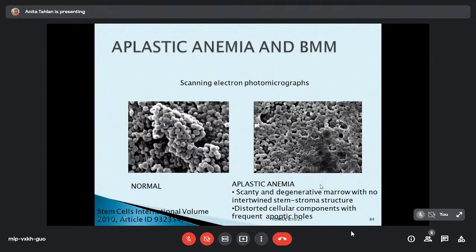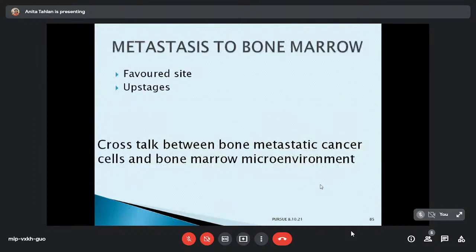So apoptosis is there. Now, a lot of tumors tend to metastasize to bone marrow, and it seems to be the favorite site of many tumors to metastasize. When these tumors metastasize to bone, they upstage their grading.